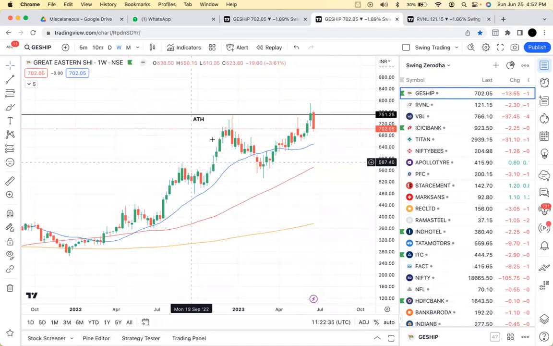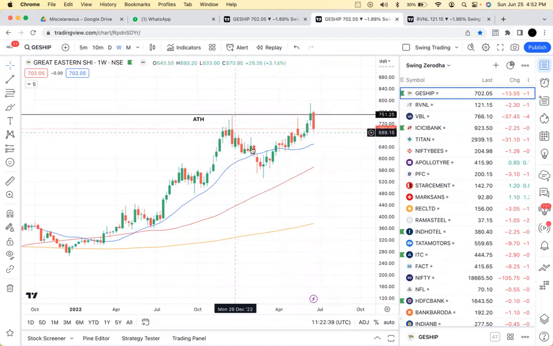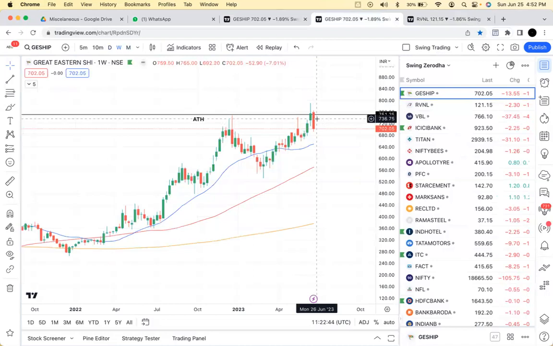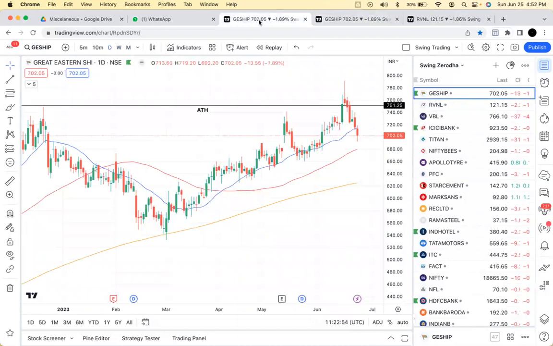The highs are higher and higher. Now there's resistance here, and it came back down. Let's see what happens again, if it pushes through the resistance. At least for now, it's holding on well. So for this week also, I'll keep this on my watch list.